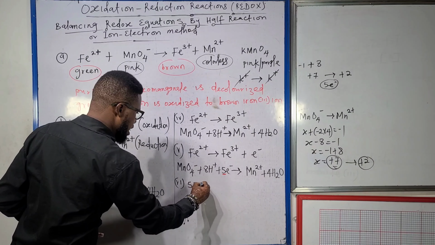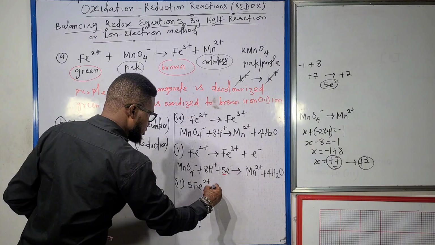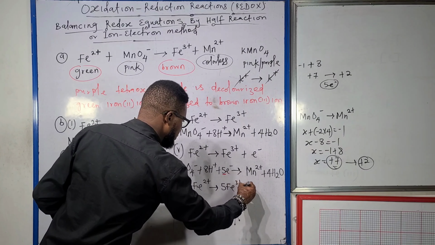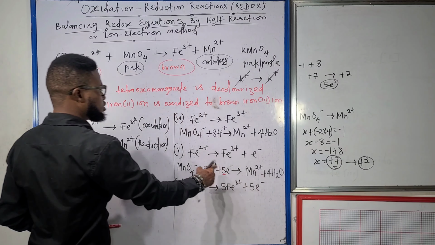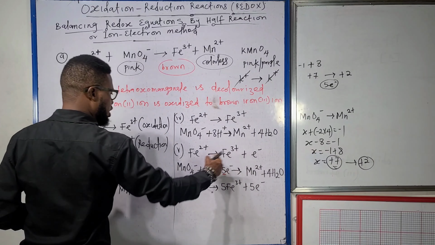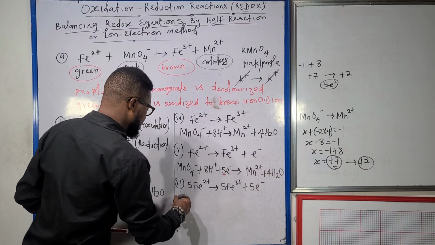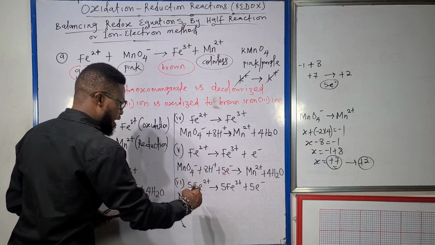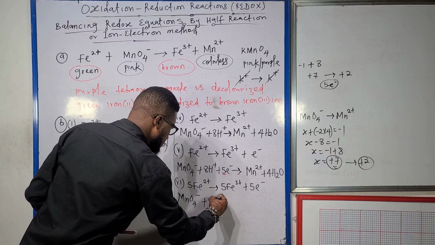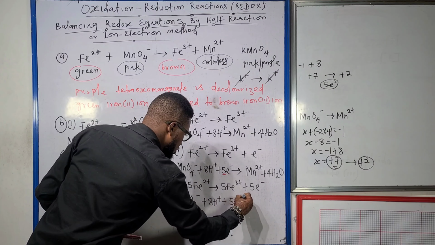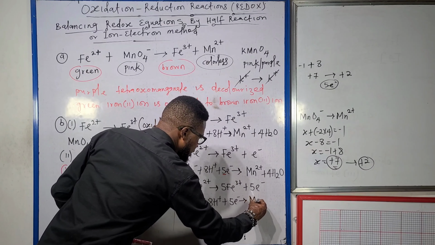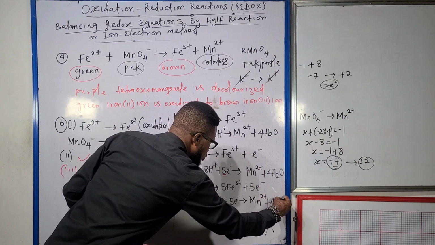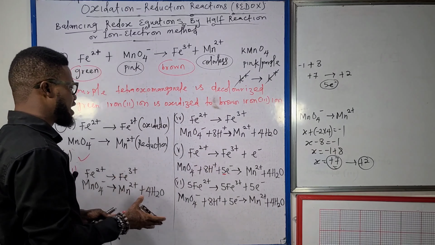5Fe2+ to give me 5Fe3+ plus 5 electrons, using 5 to multiply this. Then using 1 to multiply this, I'm just going to have about the same thing. 1 times MnO4- will still give me MnO4- plus 8H+ plus 5 electrons to give me Mn2+ plus 4H2O. So that's the end of step 6.